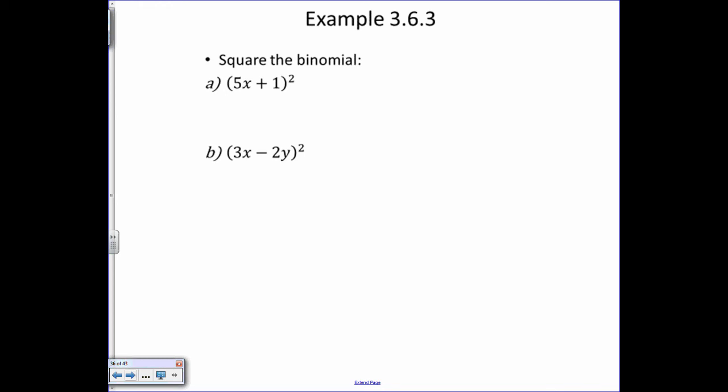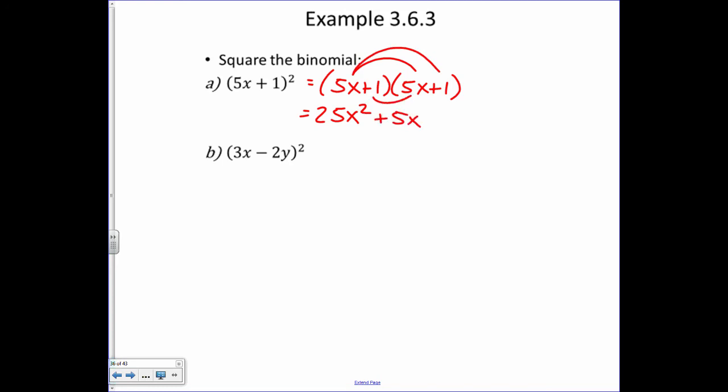Finally, here we want to square these binomials. Remember that whenever you square a binomial, you're just multiplying it times itself. So 5x plus 1 squared, well, that's the same thing as 5x plus 1 times 5x plus 1. And now we can use the FOIL method. 5x times 5x is 25x squared. 5x times 1 is plus 5x. 1 times 5x is plus 5x, plus 1. And you're left with 25x squared plus 10x plus 1.